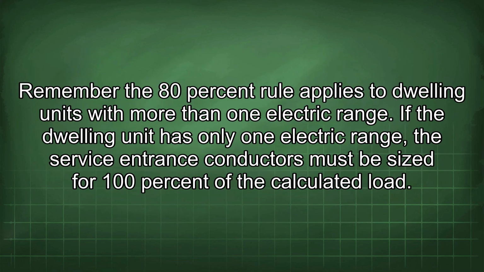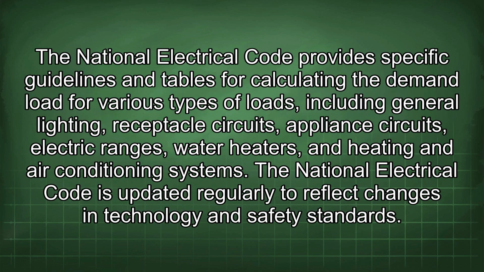Remember, the 80% rule applies to dwelling units with more than one electric range. If the dwelling unit has only one electric range, the service entrance conductors must be sized for 100% of the calculated load. The National Electrical Code provides specific guidelines and tables for calculating the demand load for various types of loads, including general lighting, receptacle circuits, appliance circuits, electric ranges, water heaters, and heating and air conditioning systems.